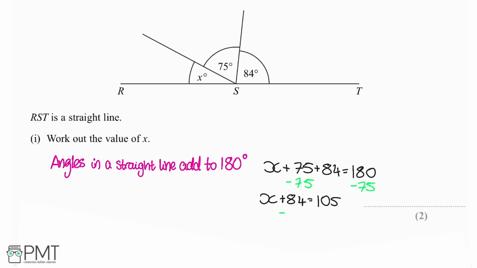Now we can use the same trick again. If we subtract 84 from both sides, we'll be left with x by itself on the left hand side and 21 on the right hand side. So the value of x is 21. And we get 1 mark for our working here and 1 mark for the final answer of 21.